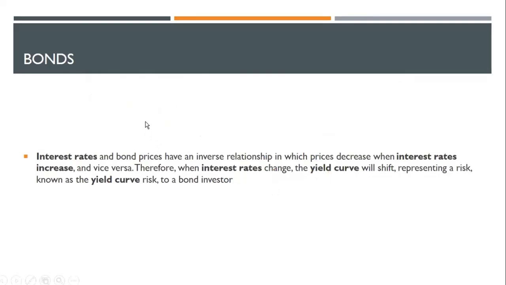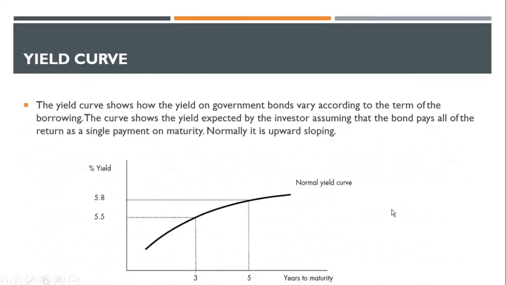What is a yield curve? This is a standard norm, called a normal yield curve. You have years to maturity, a 3-year bond, a 5-year bond, and here these are the interest rates. A bond which has 3 years maturity has an interest rate of 5.5%, and a bond which has 5 years maturity has probably 5.8%. So we establish another relationship: as the maturity of the bond, which means the life of the bond, increases, the yield is also increasing.